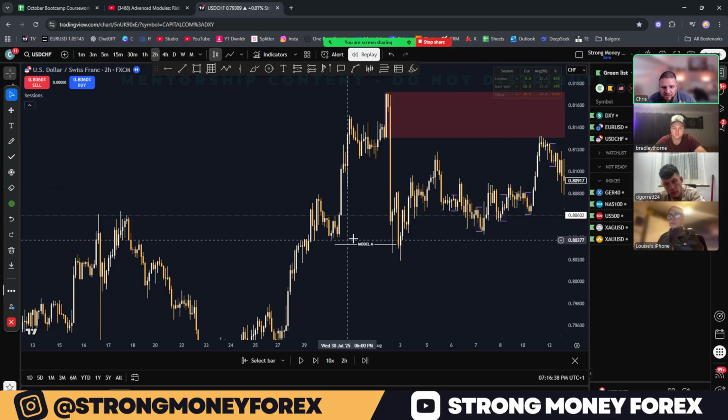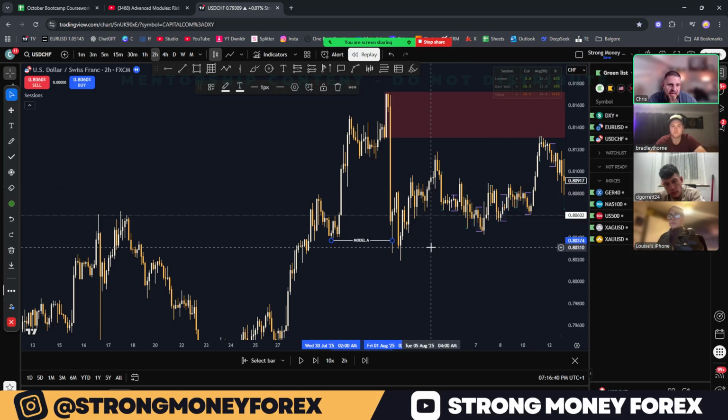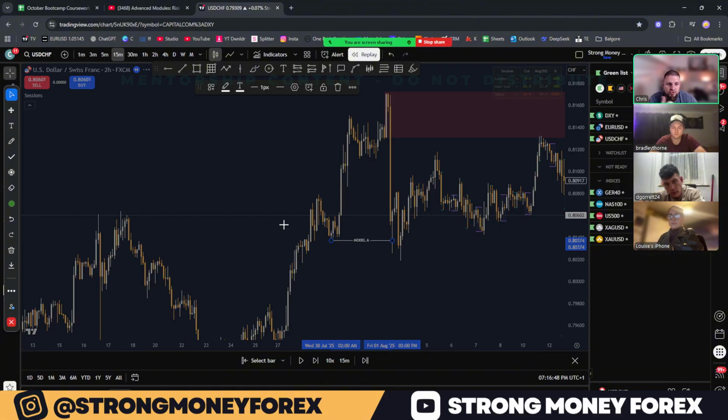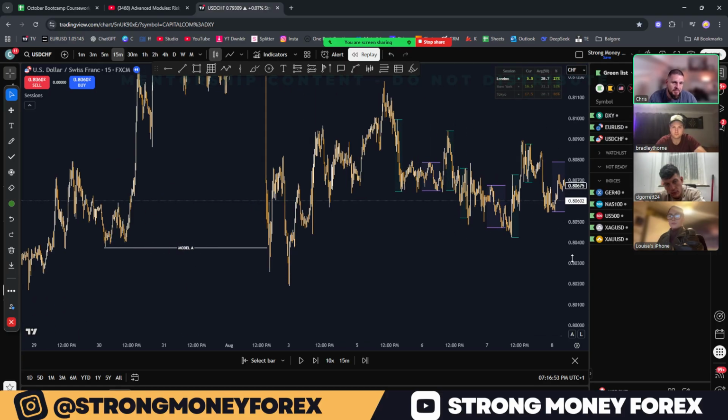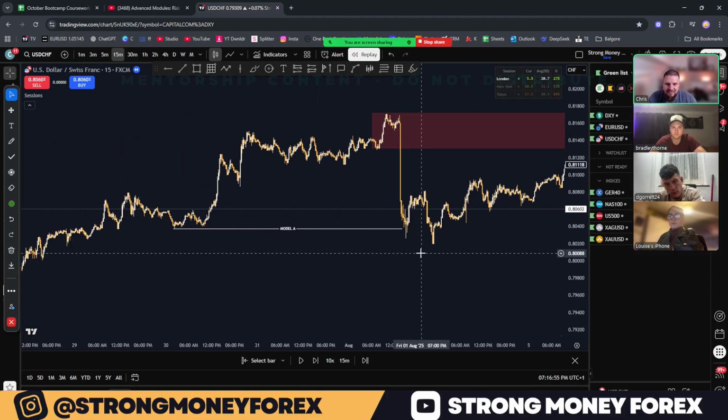Anyway, we're getting a little bit off track. So this would be my Model A setup. Once I have that on the hourly, I'm kind of done with the hourly time frame. I don't really need to look at it anymore. I'm going to drop down to the 15-minute time frame and look at what's happened on the 15-minute to get to that level.